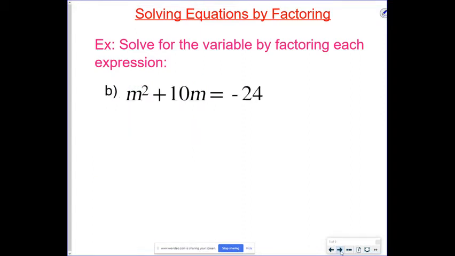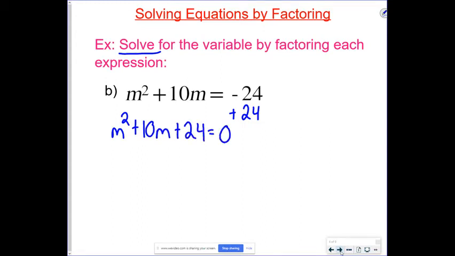Solve the variable by factoring each expression. Again, whenever we're solving, we need to set it equal to 0. So I'm going to add 24 over here to make this equal to 0. m squared plus 10m plus 24 equals 0. Okay, first step done, equal to 0. Next step, this is a trinomial. Remember your steps, check the GCF from Friday or Thursday. We talked about factoring trinomials, check your GCF first.